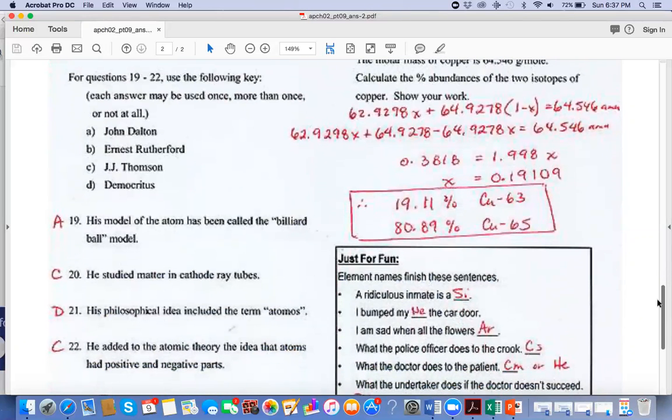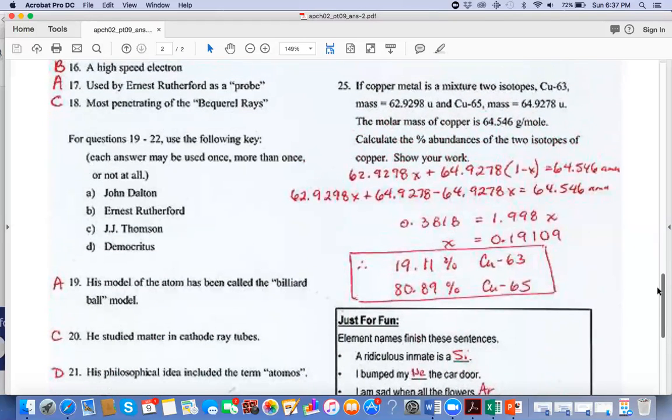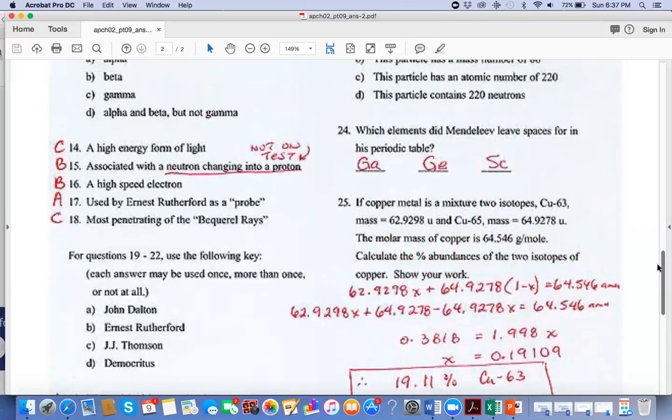John Dalton, Ernest Rutherford, J.J. Thomson, Democritus. So John Dalton's model of the atom has been called the billiard ball model. J.J. Thomson studied matter in cathode ray tubes. His philosophical ideas included the term atomos, that's Democritus, and then he added to the atomic theory the idea that atoms had positive and negative parts, that's J.J. Thomson.